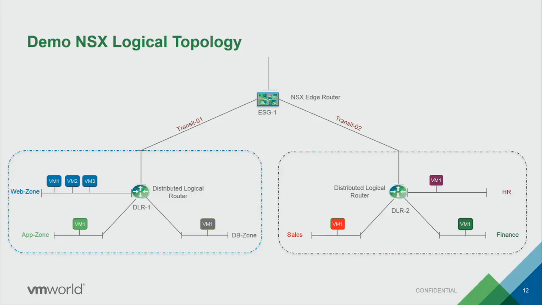Now, what we are going to demo here is specifically to build a logical network topology from the VM in the web, app, and DB tier to the VM in the sales tier. Let's see how we can build this end-to-end logical network topology using VROps.